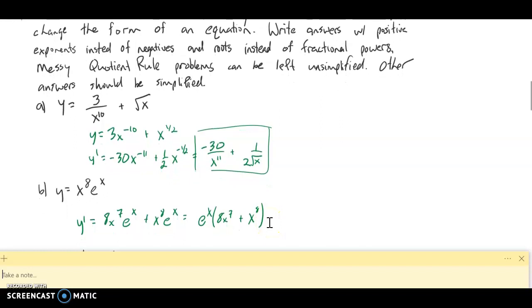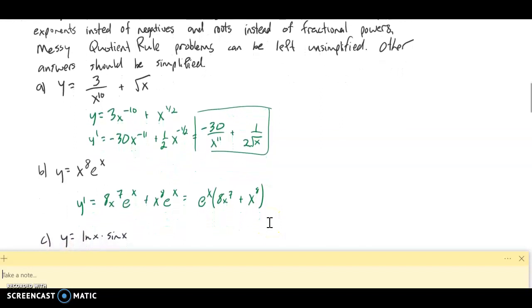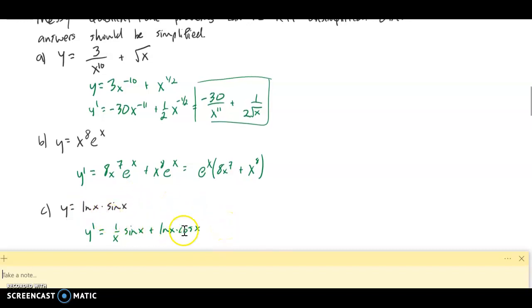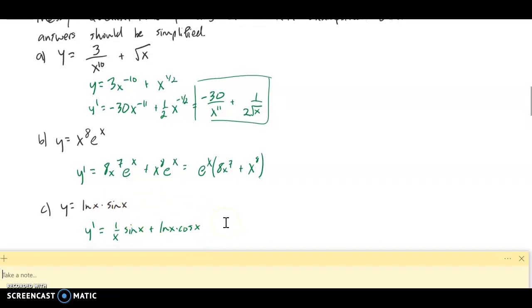All right, so let's go on to letter C. y equals ln of x times sine x. Go ahead, pause, find the derivative of that. Here it comes. Derivative of ln is 1 over x times the sine x, and then I write the ln of x, and then I multiply by the derivative of the sine, which gives me cosine. So that's really it for the work. You don't have to simplify anything there. I don't know if you can really factor anything out at all. I think you're just going to leave it just like that.